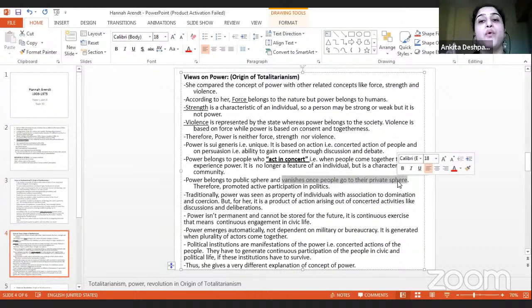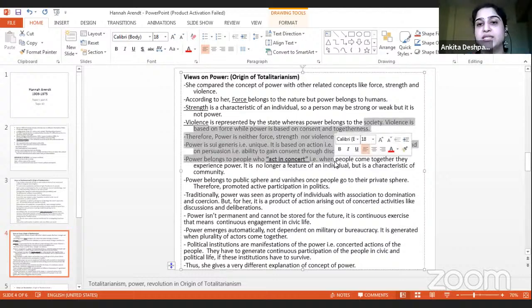She is giving her own interpretation of power. Okay? Her concept of power is different. She says her power is not force, power is not strength, power is not violence. Power is based in a society. Power is based when we act in concert. What is concert? When we come together. When we come together peacefully, because it is through consent, because everybody agrees with it. It is togetherness, it is cooperative.